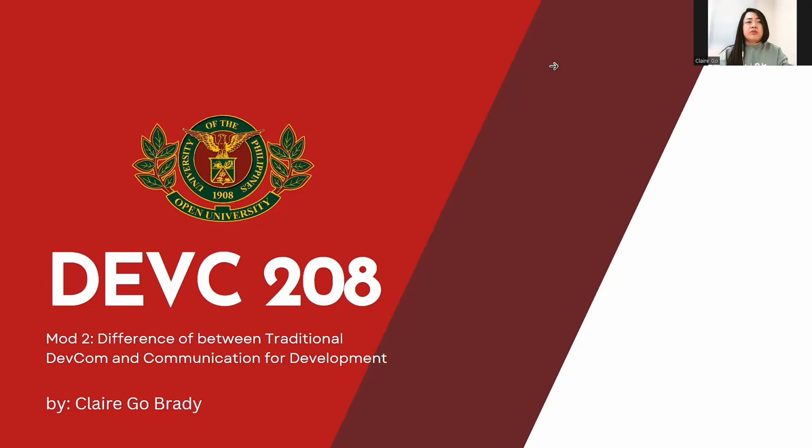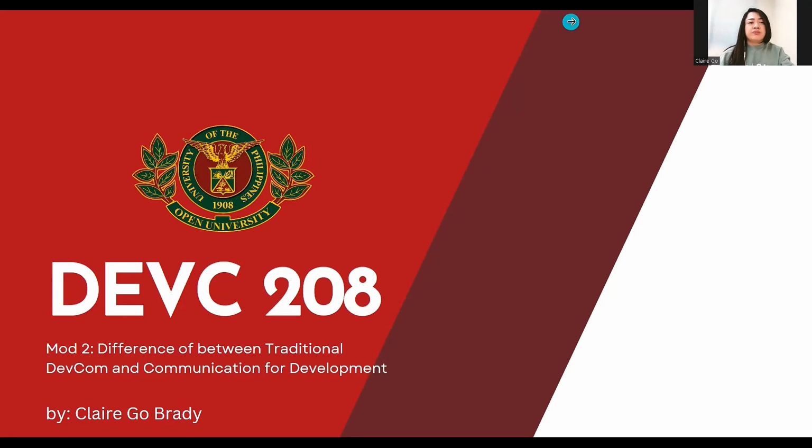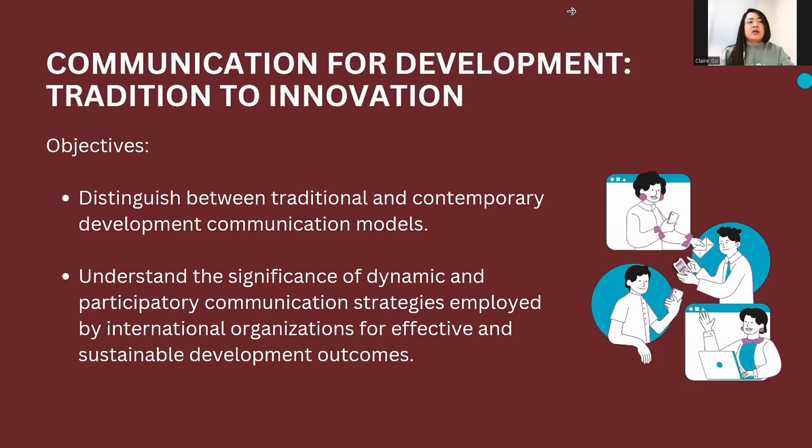So today we have two key objectives. Firstly, we will explore the difference between traditional and contemporary development communication models. Secondly, we'll go into the significance of dynamic and participatory communication strategies used by international organizations for effective and sustainable development outcomes. So let's get started.